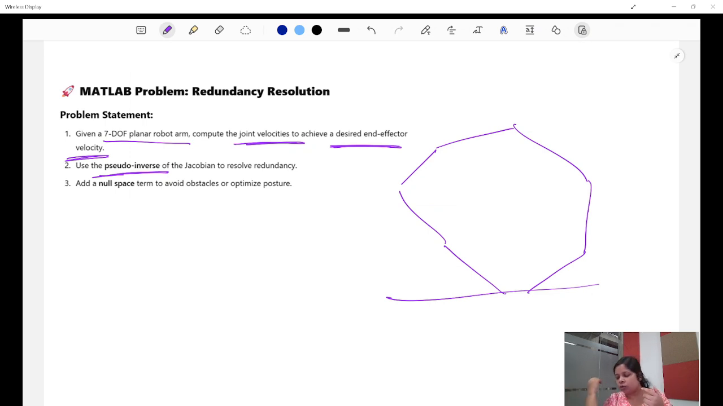Then you are also able to do some other tasks that you want to do. Also, what we want is to add a null space term to avoid obstacles or optimize posture. So what we'll be doing is optimizing posture. No obstacle avoidance will be done, but we'll do something to optimize the posture, okay? That is what we are looking at.